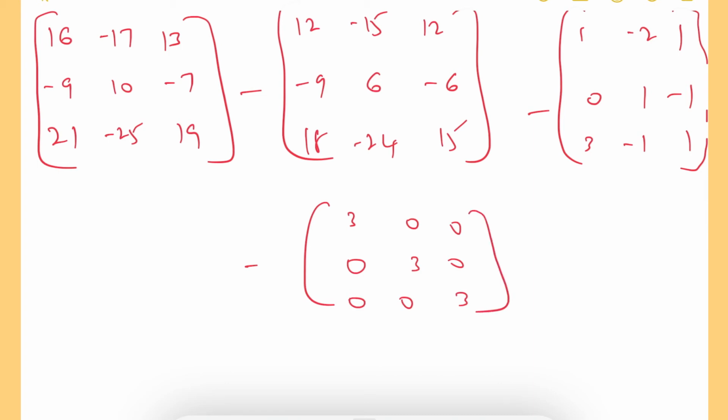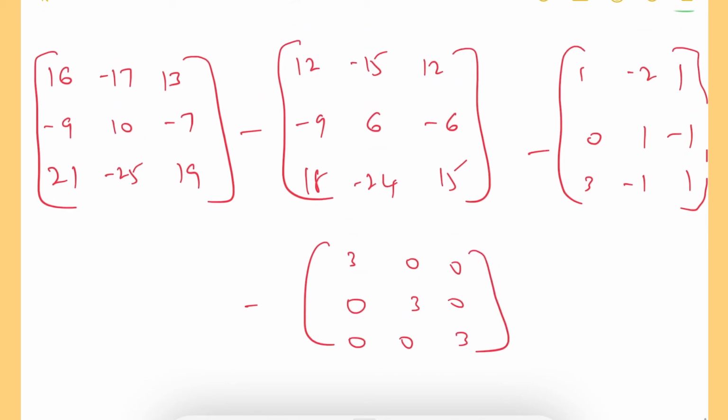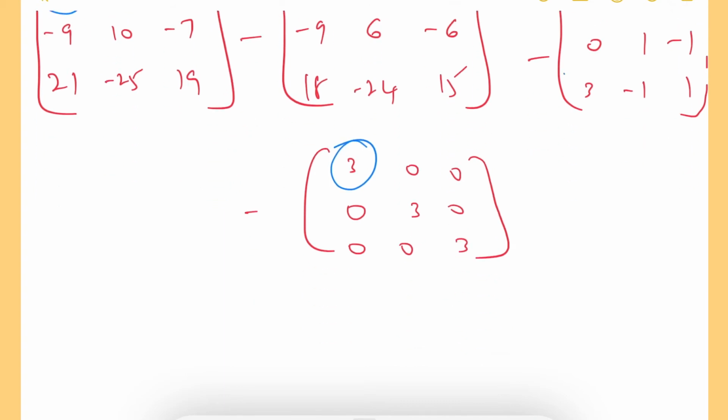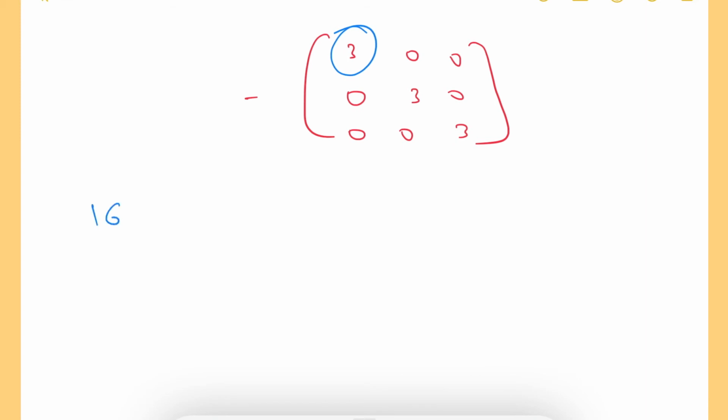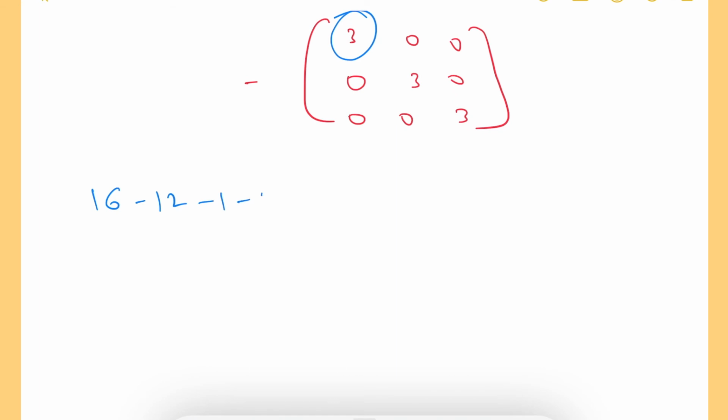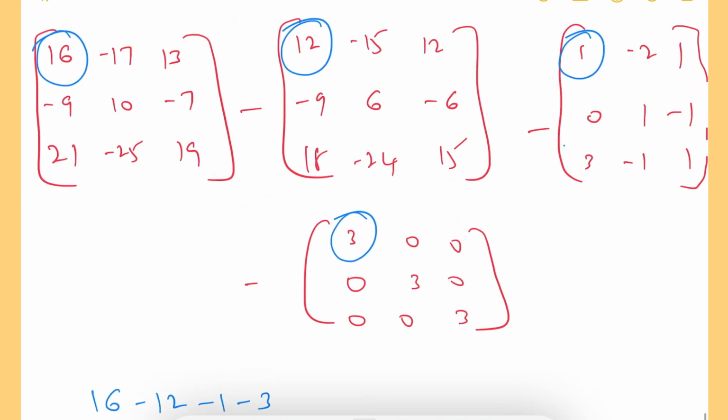Okay, now let us do subtraction of one by one element. First I will check the first elements only. In between all the elements, negative symbol only, because we are doing minus only. For every element, in every row, every column, between the elements negative symbol only. Now first one, 16. 16 minus 12 minus 1 minus 3.